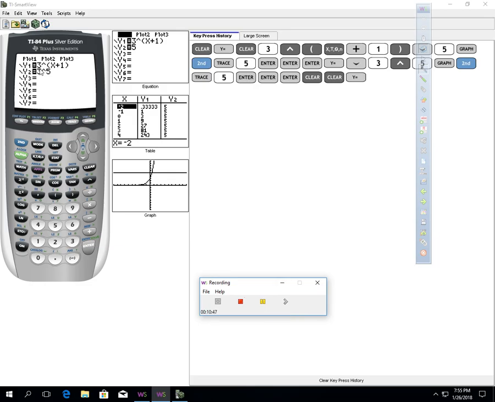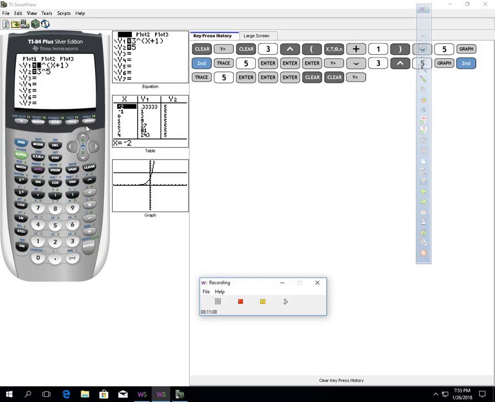Now when you type it in, be careful. It's 3 to the x plus 1 power. So we're going to hit 3, caret key, parentheses, x plus 1, close parentheses. Now my second equation was y equals 3 to the 5th power. So y equals 3, caret key, 5.